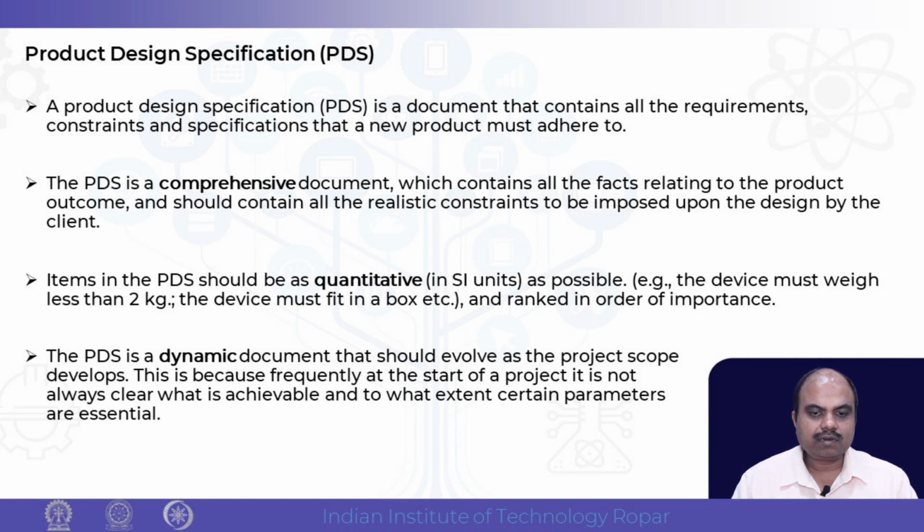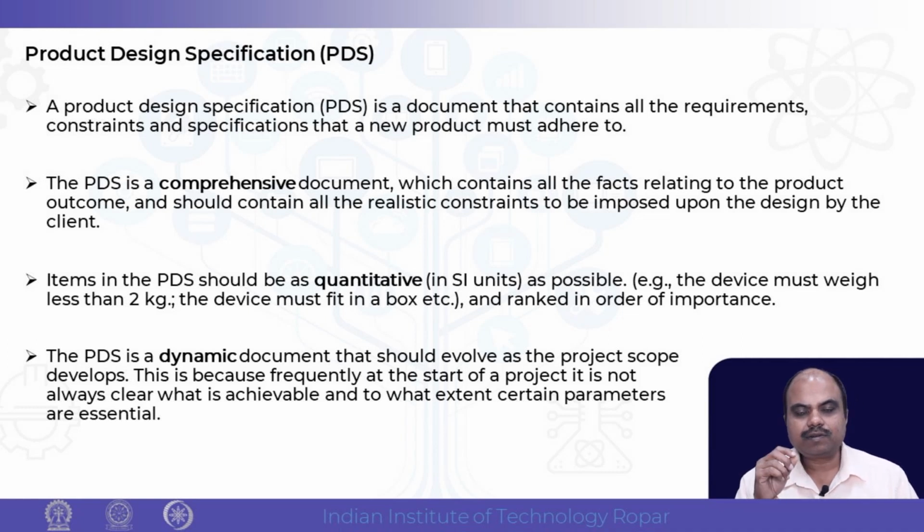It should also be quantitative, meaning some measurement is involved for each of the criteria. That is, we can use SI units. Take for example: the weight of the product should be less than 2 kg. That is better than telling that the product should be lightweight. What do you mean by a lightweight product? If I say my suitcase should be lightweight, or my mobile should be lightweight, or my laptop should be lightweight.